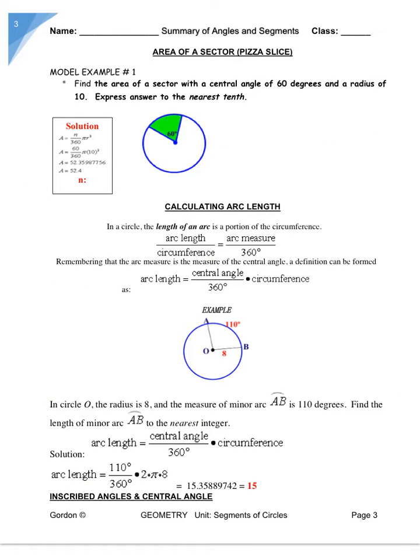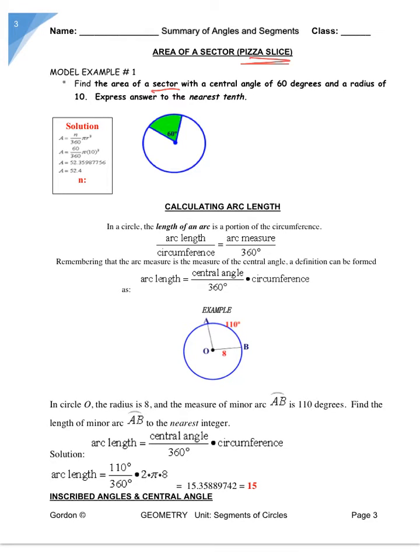Now let's get into some actual work. Say we want to find the area of a pizza slice, a sector. To find the area of a sector, now a sector is like taking a circle and just cutting out a fraction of it. So always remember this fraction.